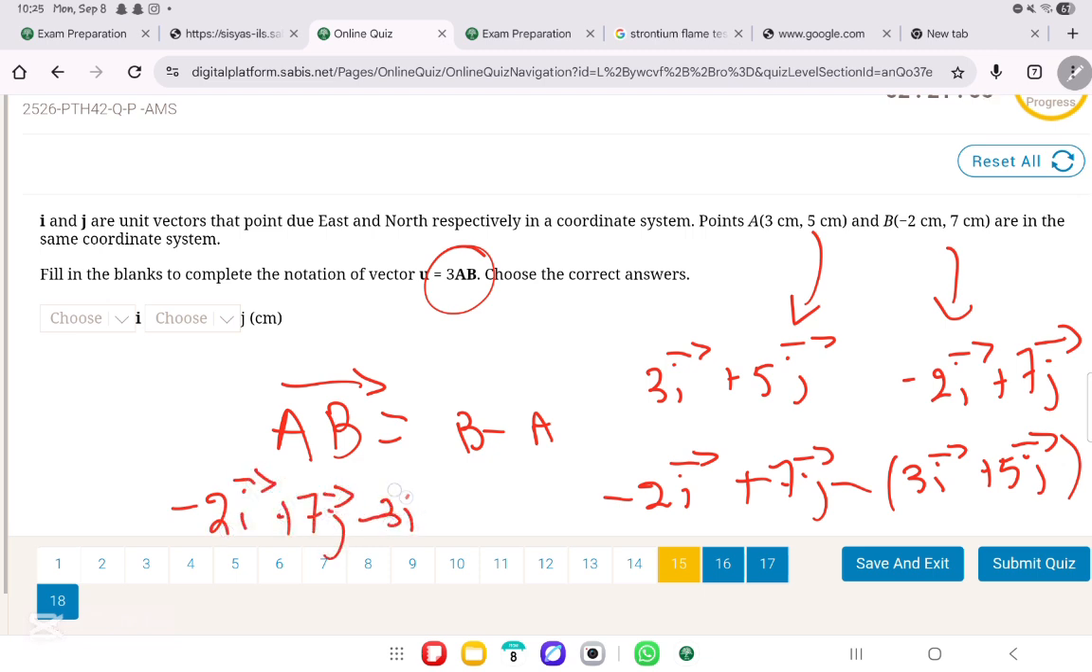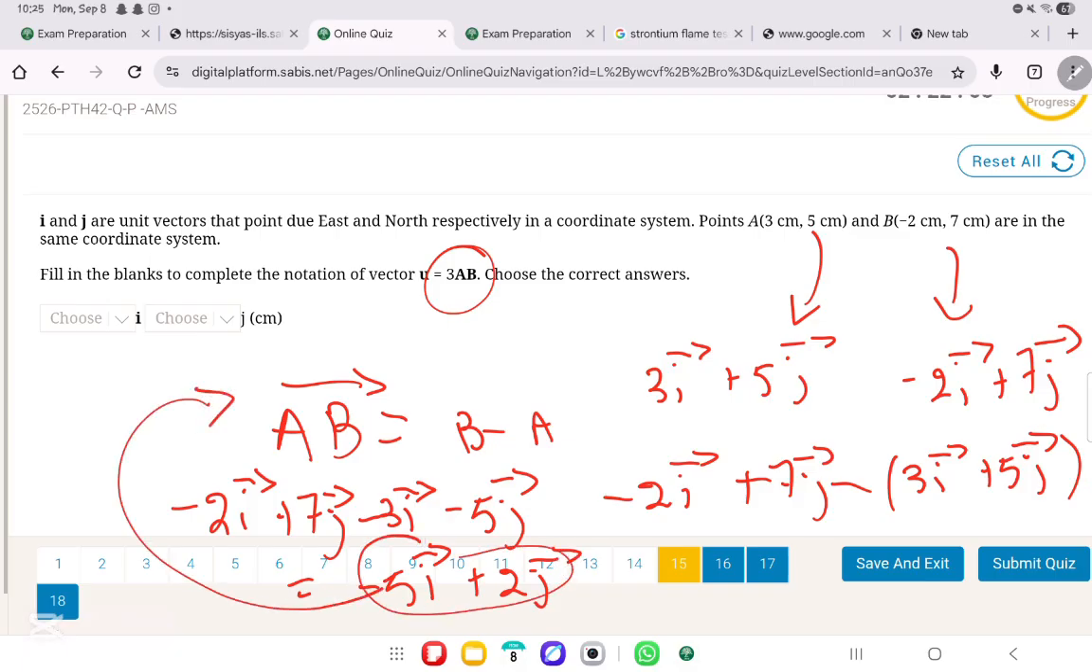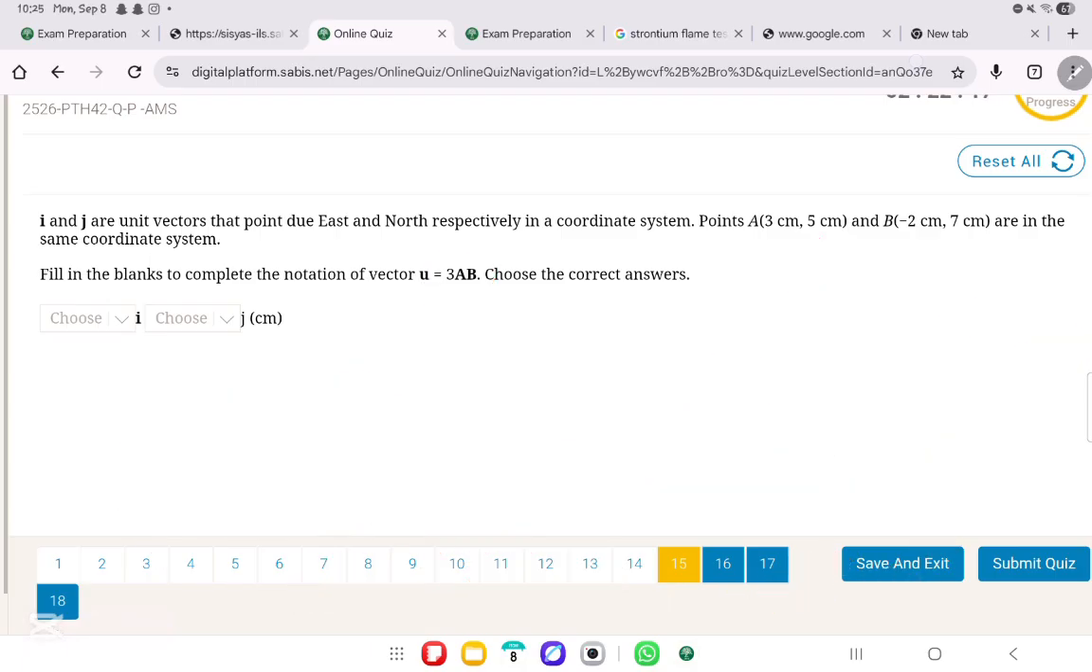So you will get then what? You will get minus 5I plus 2J. Now this is the value of AB. The only thing you need to do now is multiply it by 3. So what's the answer now? The answer is going to be minus 15I plus 6J. So minus 15I plus 6J is our answer.